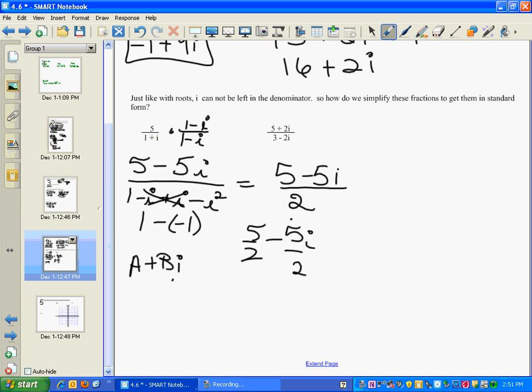Just separate your denominators and put them over both of those numerators. Okay? This is standard form now. Will I take off points? Absolutely, if you don't separate it. Okay? Try the next one yourself.